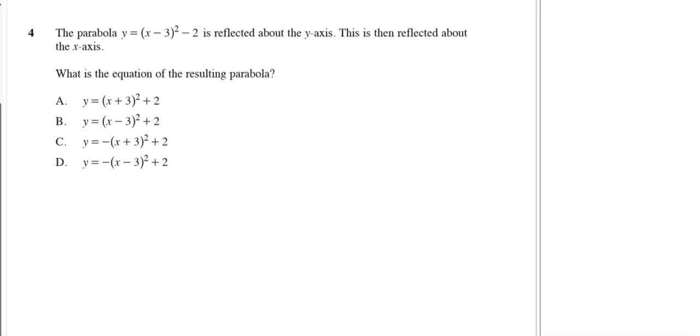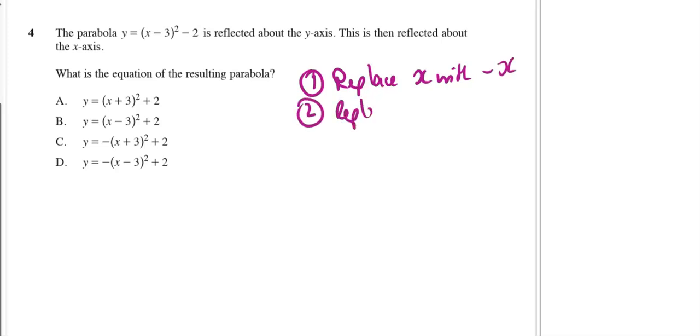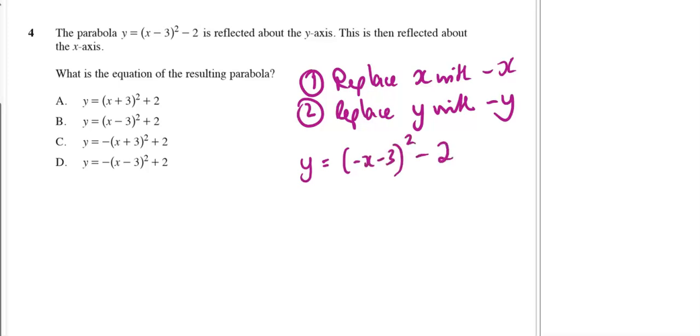Question 4. The parabola y equals x minus 3 all squared minus 2 is reflected about the y-axis. This is then reflected about the x-axis. What is the equation of the resulting parabola? Pause here to try yourself. Okay, so step 1 is to replace x with minus x. And step 2 is to replace y with minus y. So let's do that. Y equals minus x minus 3 all squared minus 2.